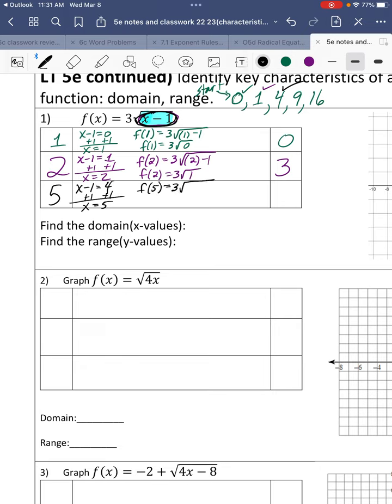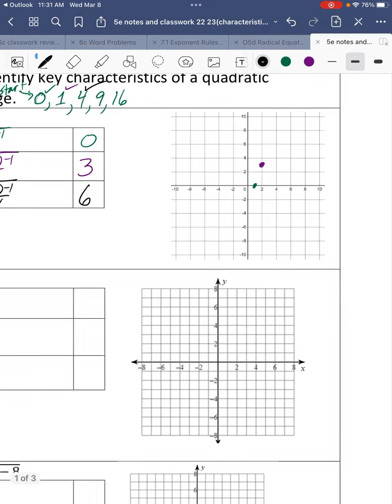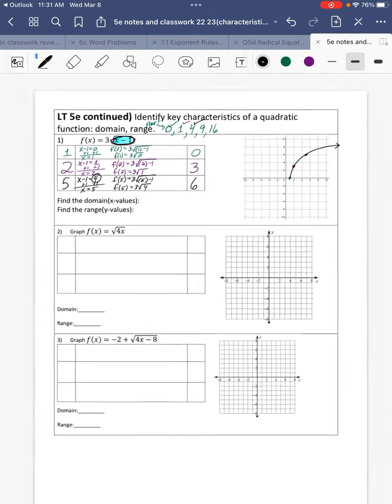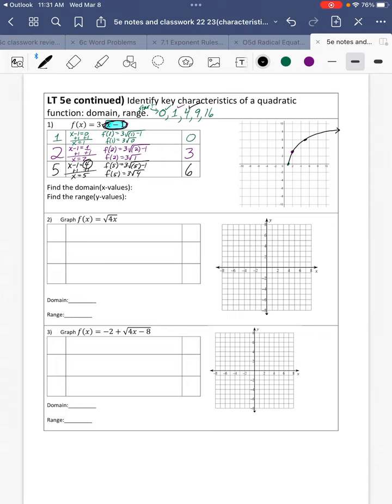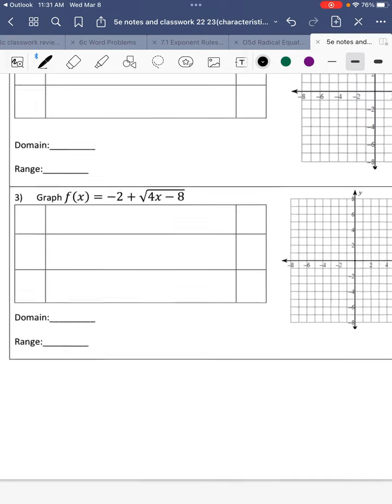Let's substitute 5 into the original equation. And the square root of 4 is 2. That's why we put 4 here, because we were trying to figure out how to get that square root to be 4. Square root of 4 is 2 times 3 is 6. So 5, 6 is also a nice coordinate. And our radicals are always nice curves. Half of a sideways parabola.